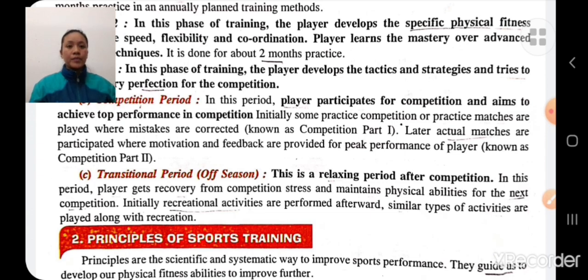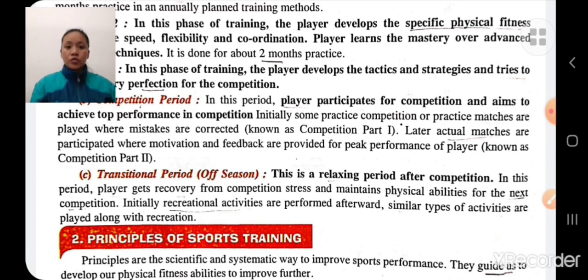First is training. It is a long-term process to improve the performance. We give them training in a systematic and scientific way. In training, we give them practical and theoretical knowledge.